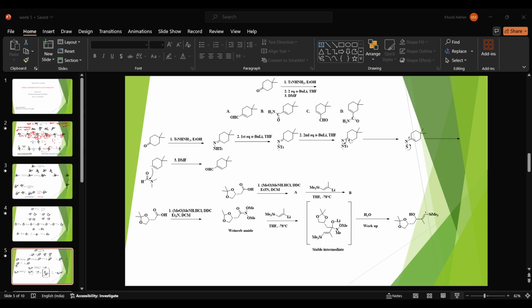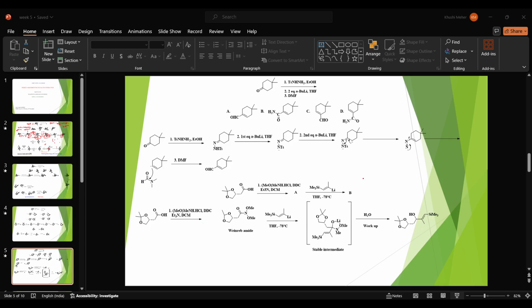Sorry, this one is an aldehyde, this one is a keto. You will get a corresponding keto. This is not an alcohol, okay? Because after work up, the N, OMe and Me group is removed, and then you will get your corresponding keto group. Okay, and that's the whole reaction.